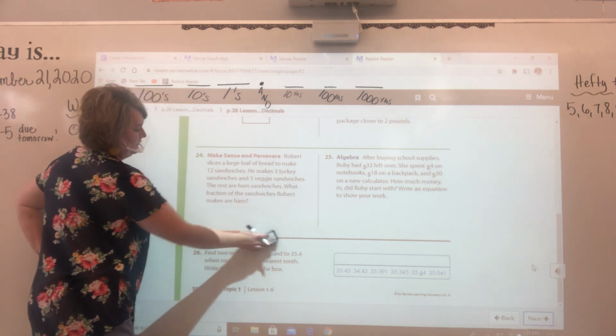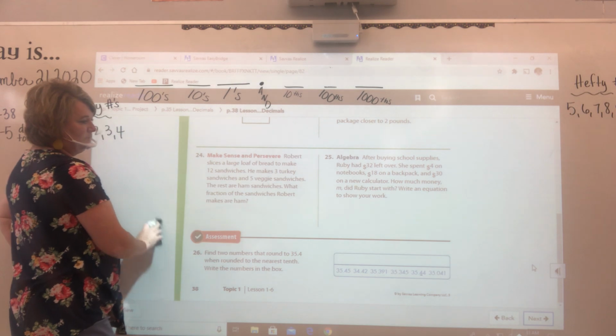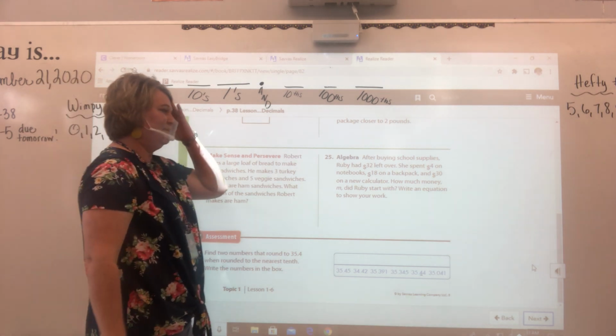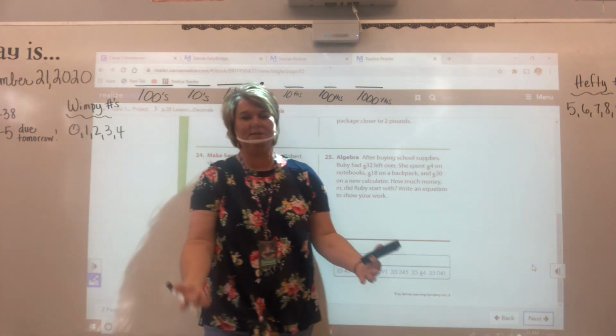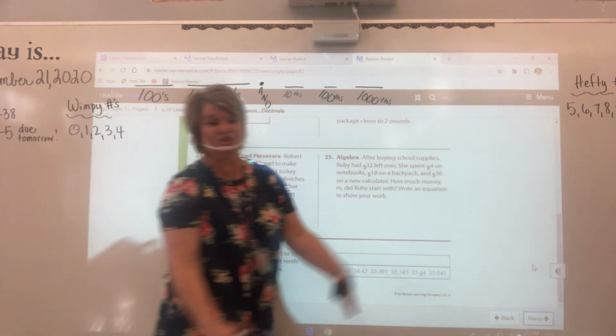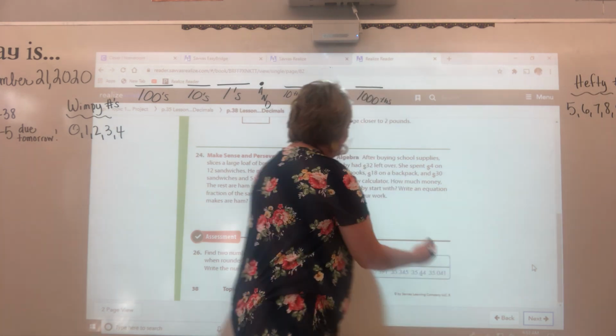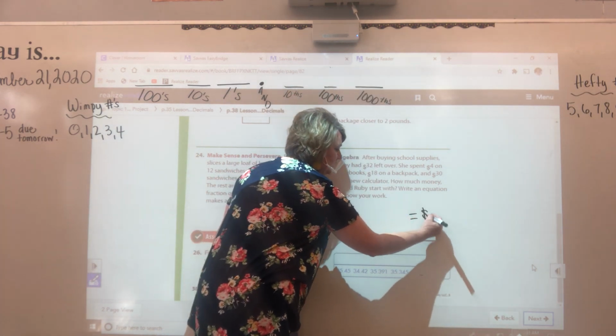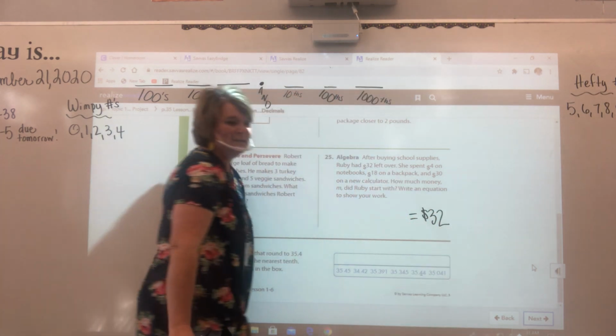Number 25. After buying school supplies, Ruby had $32 left over. Would leftover be the money she started with or that she ended with? Ended with. So over here, put equals $32. That's what she ended with.